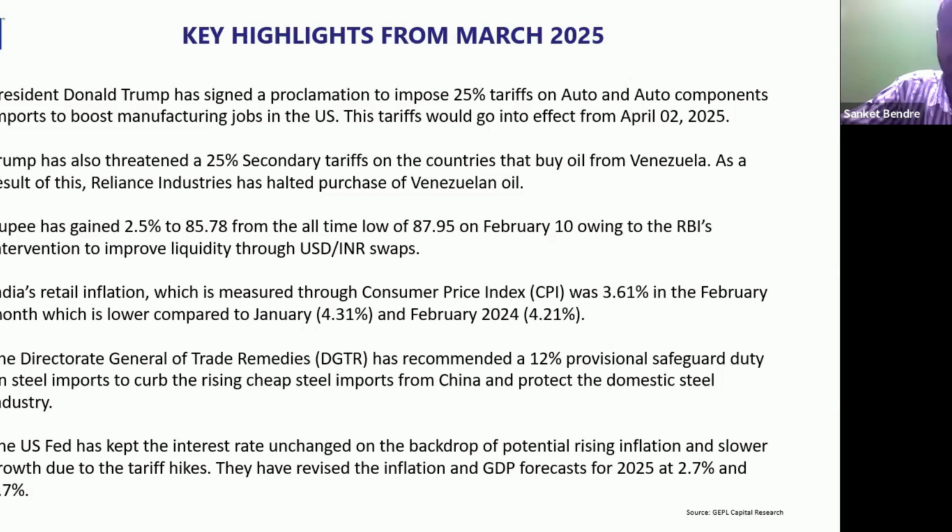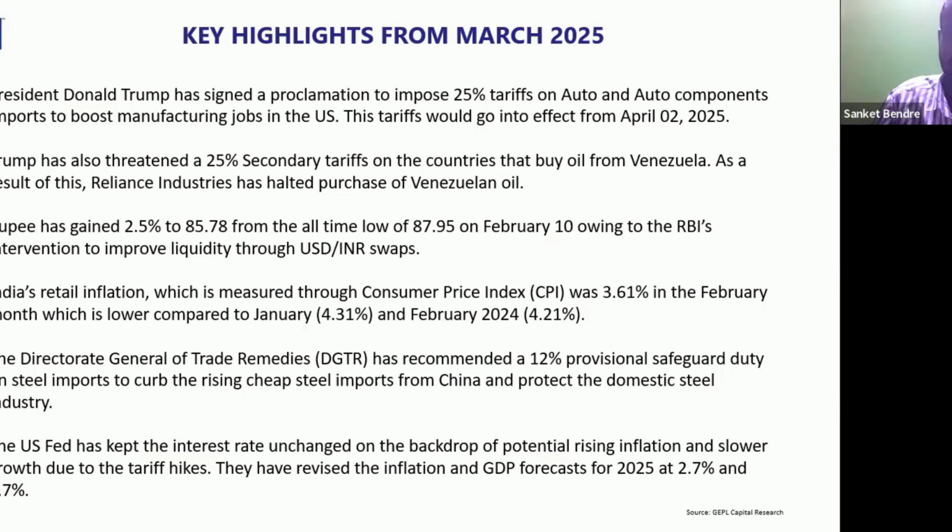So the next pointer, we saw India's retail inflation data come up for the month of February. Retail inflation is measured by the Consumer Price Index, that is CPI, and it was at 3.61% in February, which was lower compared to the previous month's 4.31% and 4.21% of February 2024. So this indicates that inflation in India has been decreasing. This was primarily due to lower inflation on the food side. Some of the food products got cheaper, which benefited the CPI as it came down to 3.61%.